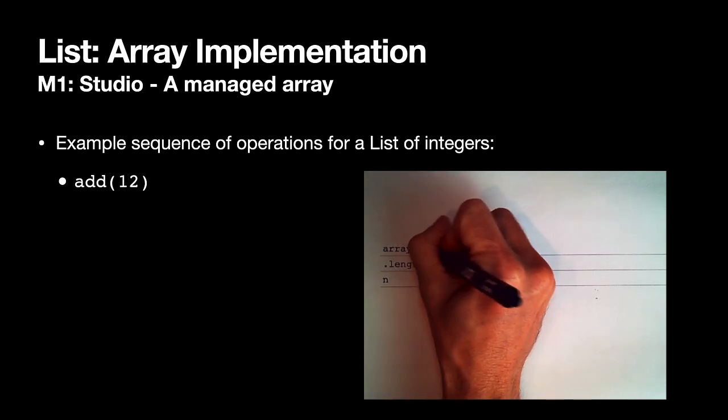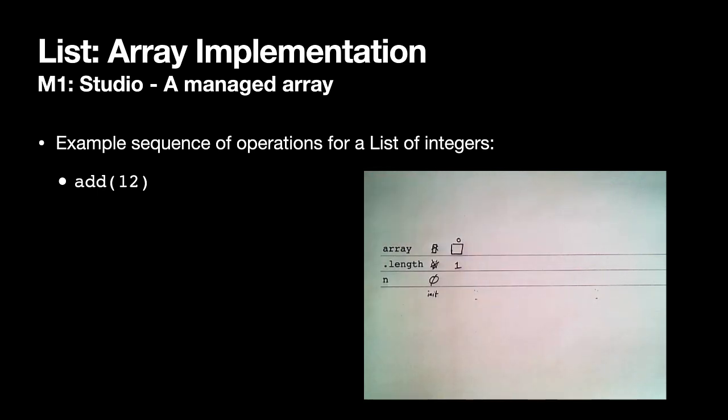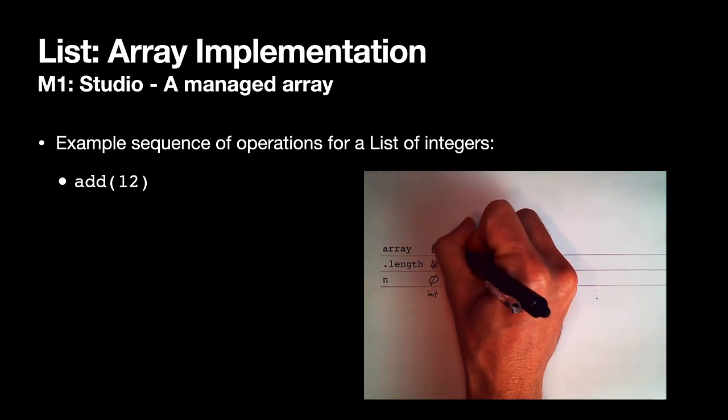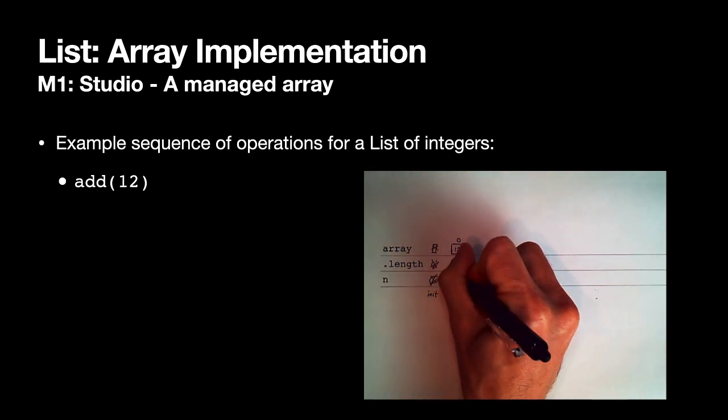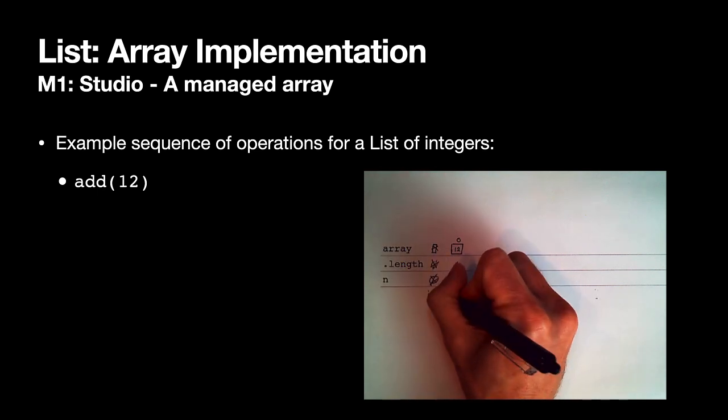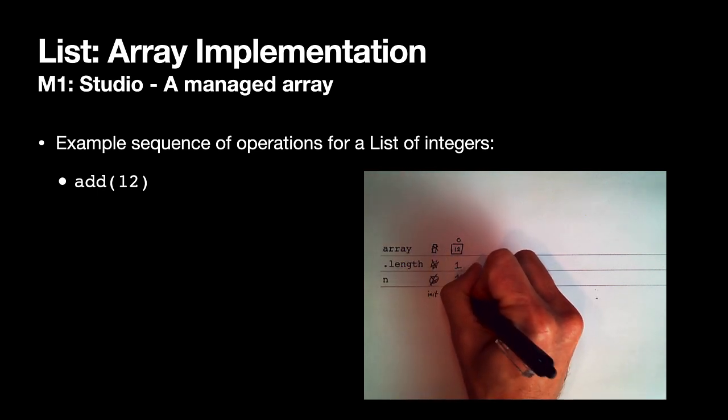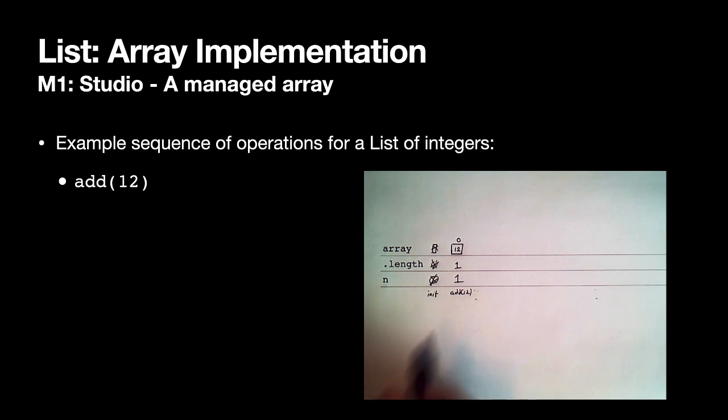So we've essentially replaced our old array of size 0 with a new array of size 1. We have to put the number 12 in this array, so we'll put it at the first available spot. And now we've got one item in our array. So this is after we added 12. And remember, the add method merely appends to the end.